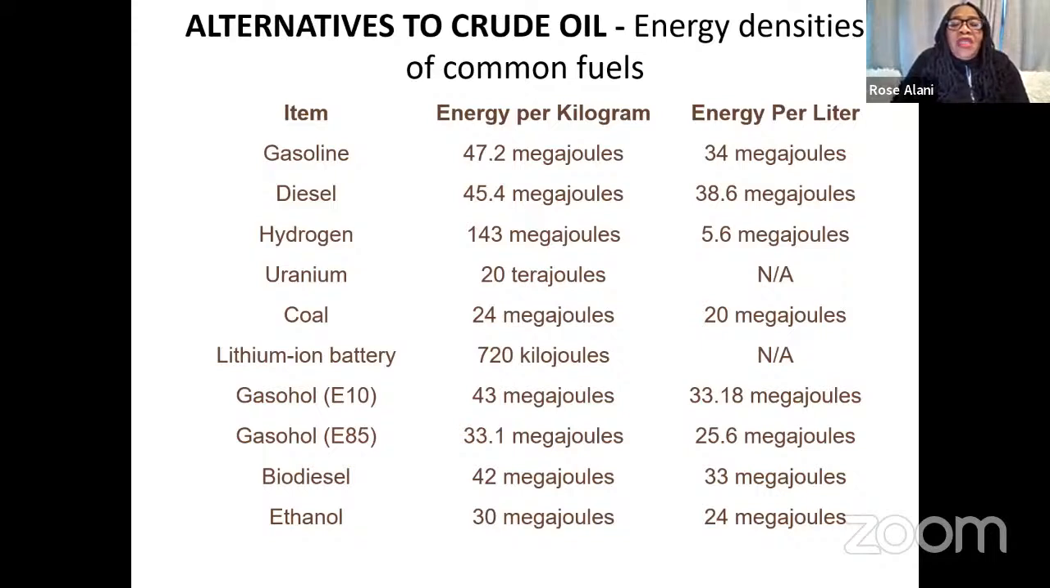For gasoline, in mass, per kilogram, you have 47.2 megajoules. In volume, per liter, you have 34 megajoules. So these are the different energy densities for the different materials. We're talking of alternatives to petroleum, so based on what we have here, one can decide which will be more useful.